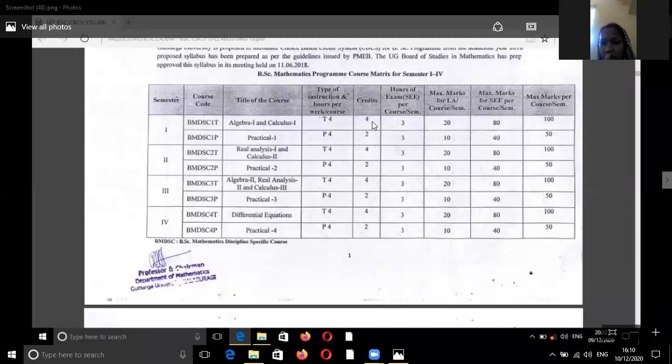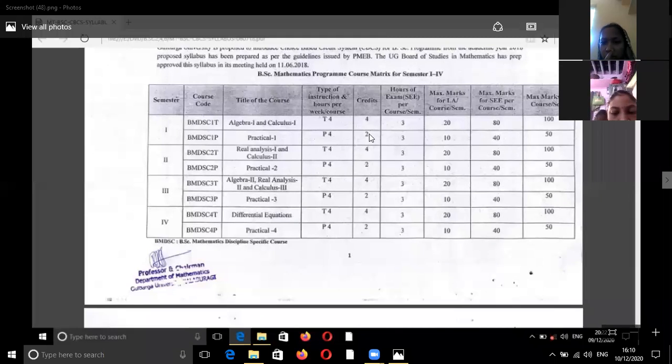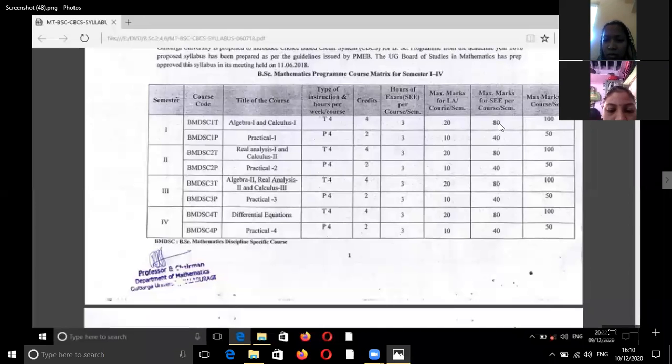And here the credits are 4 credits for theory and 2 for practical. The exam duration is 3 hours for the theory paper as well as practical paper. The internal marks for the theory is 20, for the practical you have 10. The total maximum marks for theory is 80 and the internal is 20. For the practical, 10 is the internal marks and 40 is the exam you have to attend for the practical.